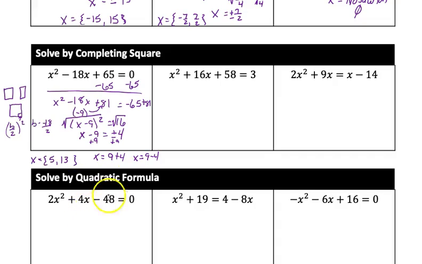All right, let's take a look at the next one. I have x squared plus 16x plus 58 equals 3. Okay, I'm going to move the 58 over, and I'm going to have x squared plus 16x, remember I'm going to leave that space open, equals negative 55. I want this divided by 2, so 16 divided by 2 is 8. And I need to square it to move it up here. 8 squared is 64. And what I do to one side, I do to the other.